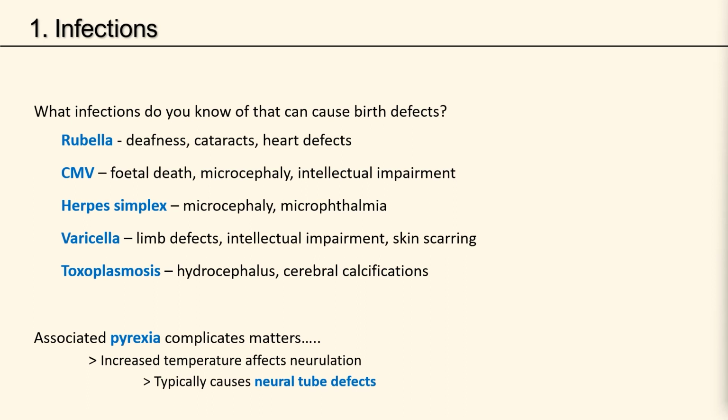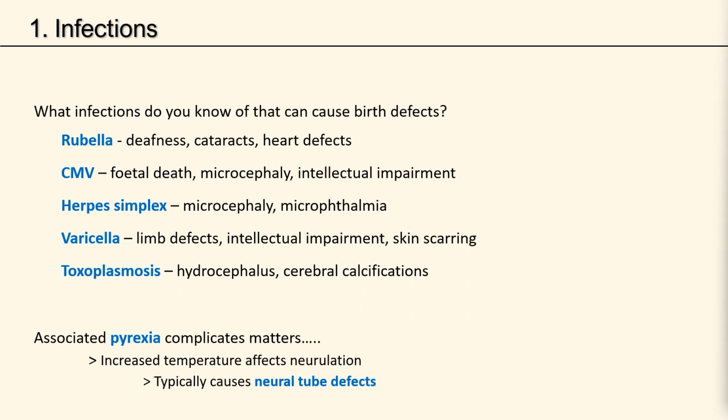The varicella, again, can cross the placenta and cause limb defects. Toxoplasmosis from cat poop and undercooked meats can cause hydrocephalus, and again, calcium deposits within the brain. So when we are thinking about these infectious agents, we need to consider the principles of teratology.